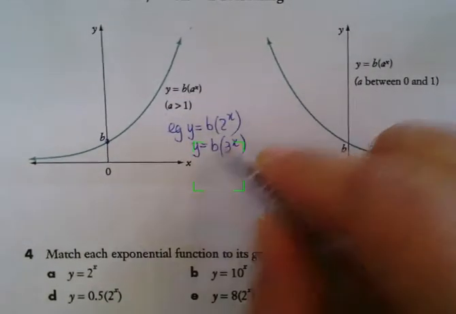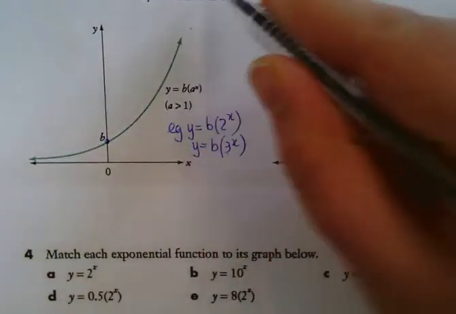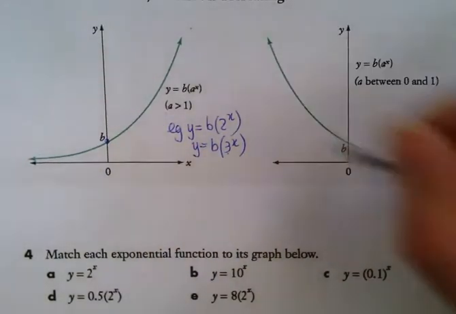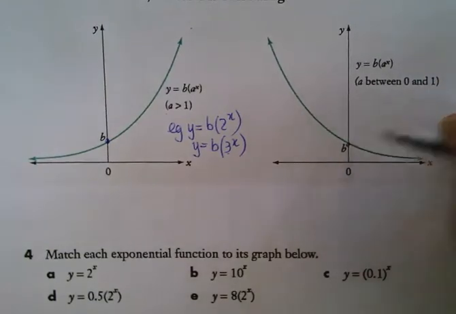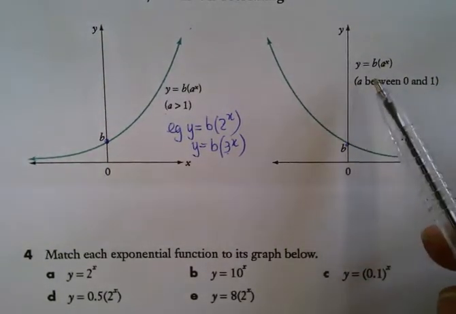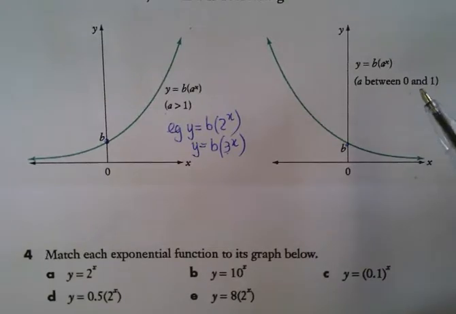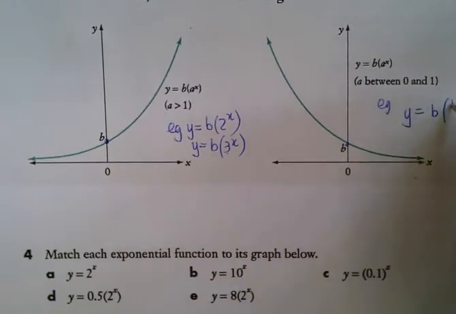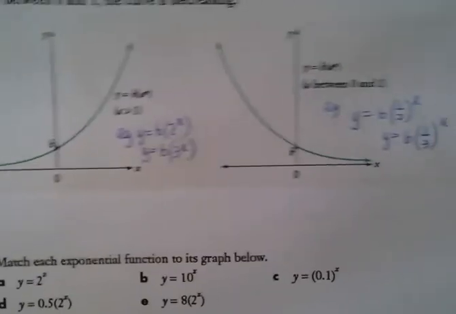So if you've got a whole number here, in other words, if a is greater than 1, the curve goes like that. If a is a fraction, the curve goes like that. Again, the y-intercept is b. Now, sometimes that b is not there. If the b is not showing, b is 1. All right? So an example of this type might be y equals b times a half to the power of x, or y equals b times a third to the power of x, or something like that.